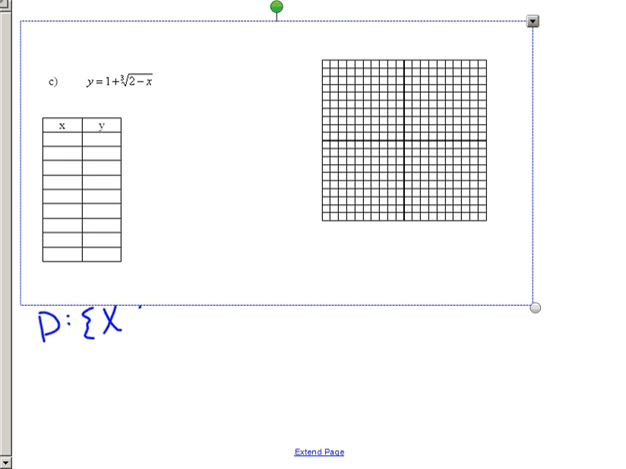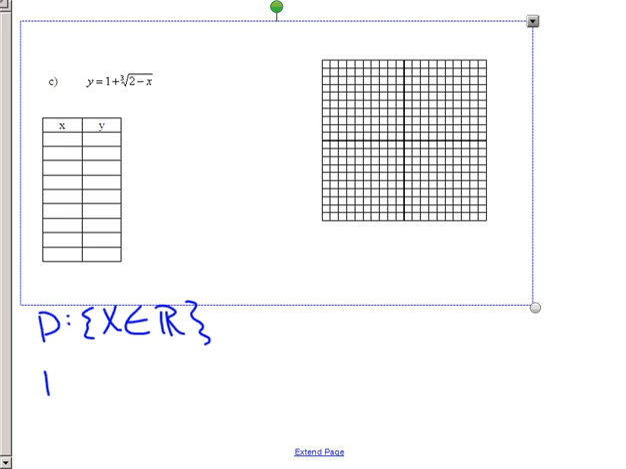In this particular case, one thing that you need to know when you're looking at the domain of an odd root is all real numbers. We can take the odd root of negative numbers. The cube root of -8 is -2. We can take odd roots of negative numbers. We cannot take even roots of negative numbers. That's the only problem. So how do we write that?